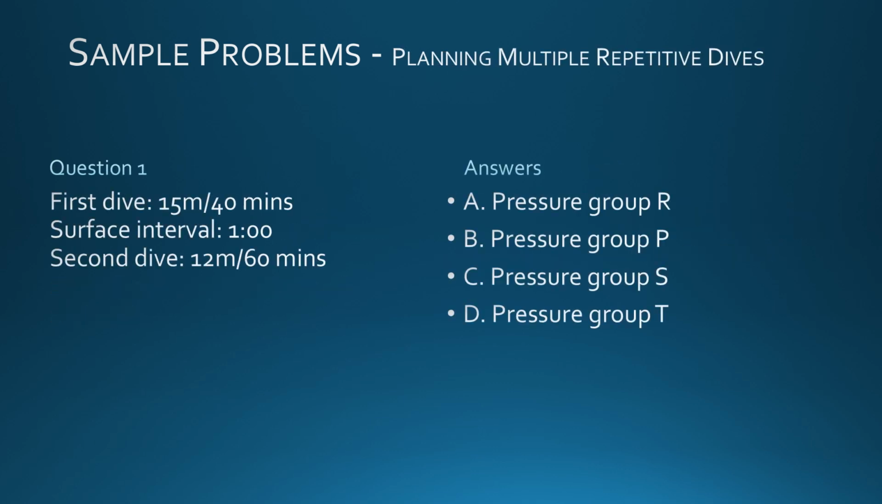Now let's try some problems planning multiple repetitive dives. Indicate the final pressure group upon surfacing after the following series of dives. To avoid confusion, practice drawing the dive profile as you work the problems. Question 1. Your first dive is 15 meters for 40 minutes. Following a surface interval of 1 hour, you have a second dive to 12 meters for 60 minutes.